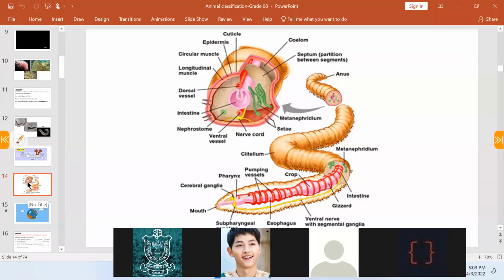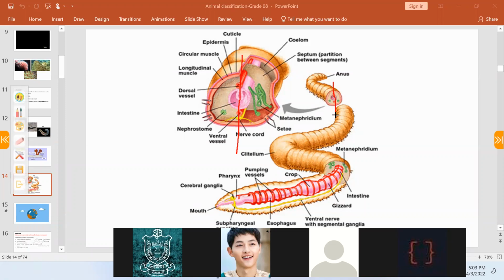Here, what kind of symmetry do they have? They have bilateral symmetry. Bilateral symmetry like us. They can be divided into 2 equal parts by cutting along one axis only. This kind of symmetry is called bilateral symmetry.